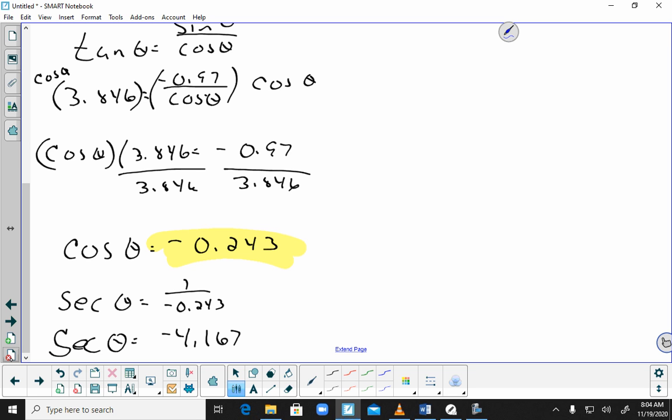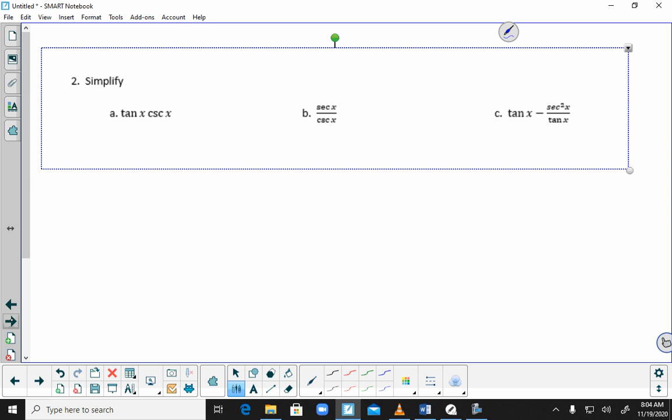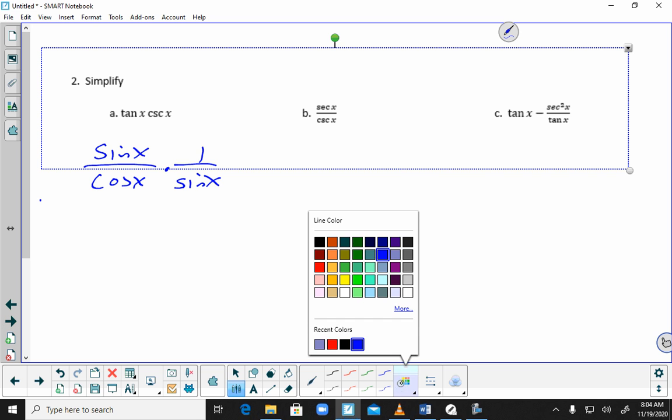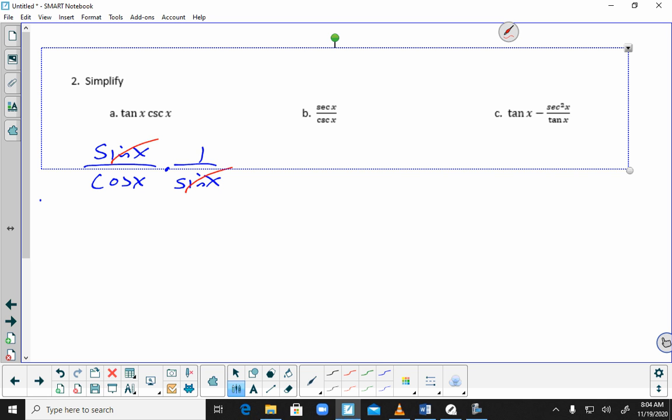Okay, the next one, you're trying to simplify. So there's no equal sign, so you're just trying to condense it into one trig function. Remember, if nothing's squared, probably the best thing to do is change everything in terms of sine and cosine. So the tangent I'm going to write as sine of x over cosine of x. The cosecant I'm going to write as 1 over sine of x. Then I can see that the sine of x's will simplify, and I'm left with 1 over cosine of x. Don't want to leave it like that. I'm going to rewrite it as secant of x.